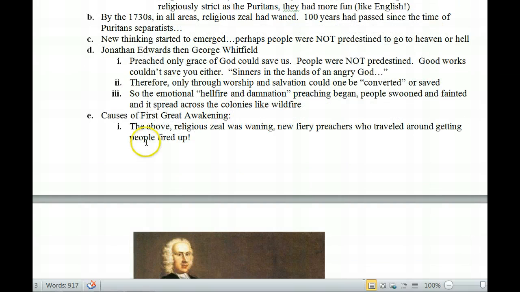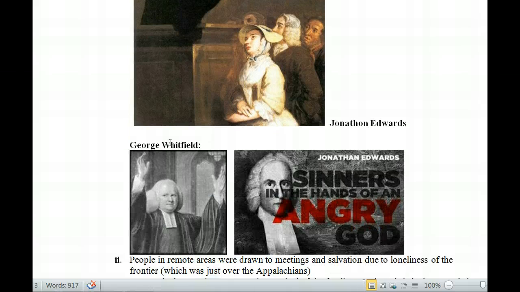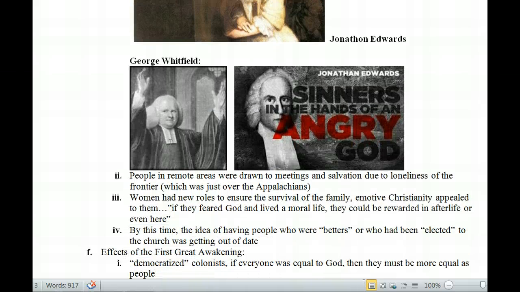Okay, so causes. Like I said, these new things up above, and these preachers, young and preaching a new kind of thing that appealed to people. People have moved out to remote areas, and gosh, just a revival to go be with other people. They're so lonely on the frontier. And the frontier in this time period is just maybe to the foot of the Appalachians. Maybe they went over them.